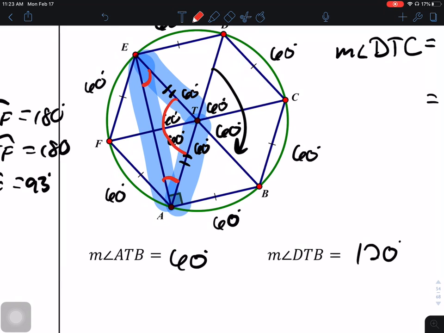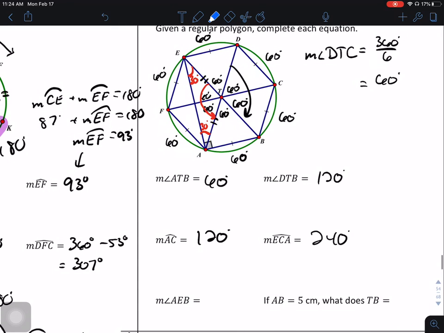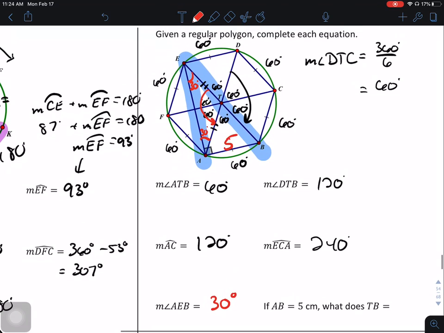So if this angle here is 120, 60 and 60, there are 60 degrees left for these other two angles that have to be the same, which makes each of these 30. The question asked the measure of angle AEB. That is then 30 degrees. If the length of AB is 5, what does TB equal?